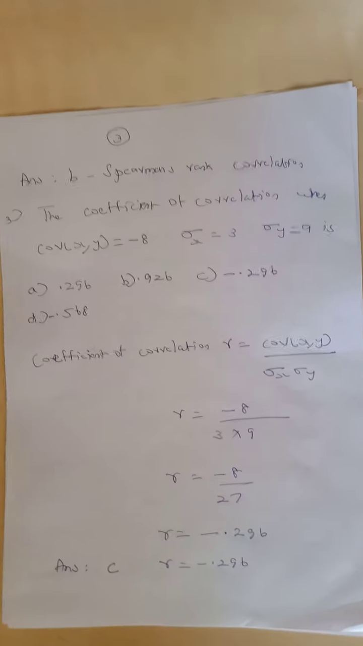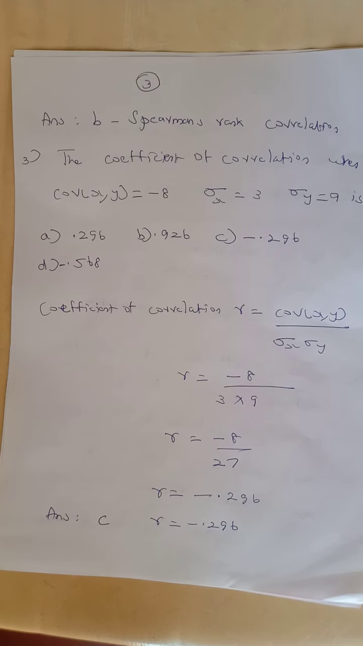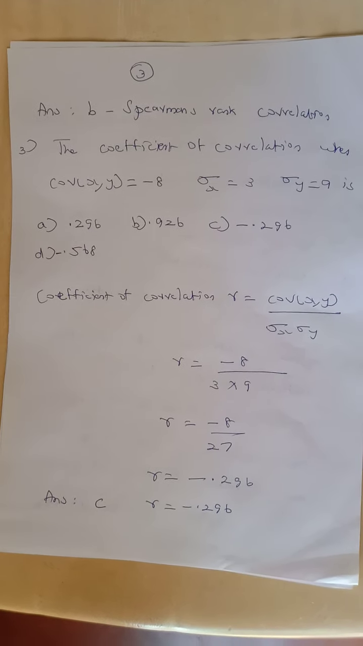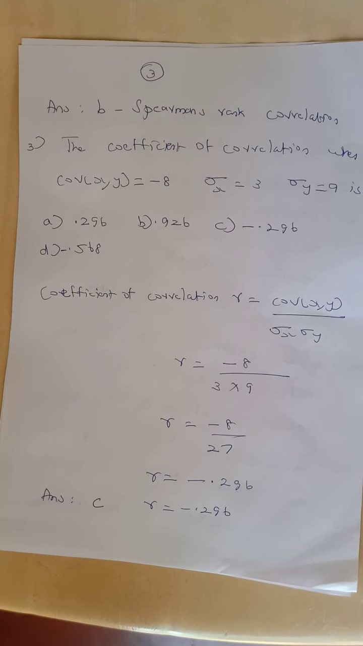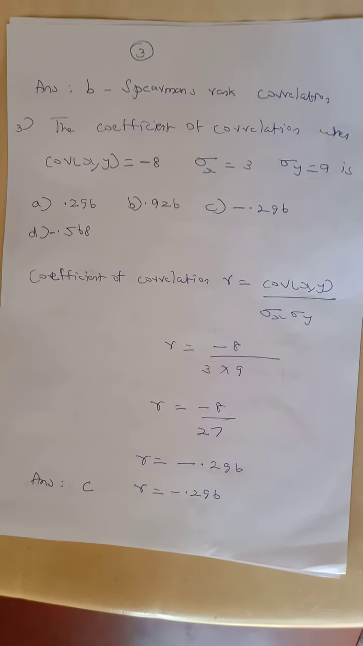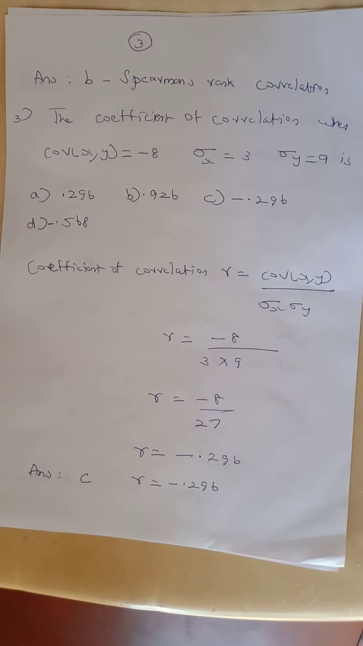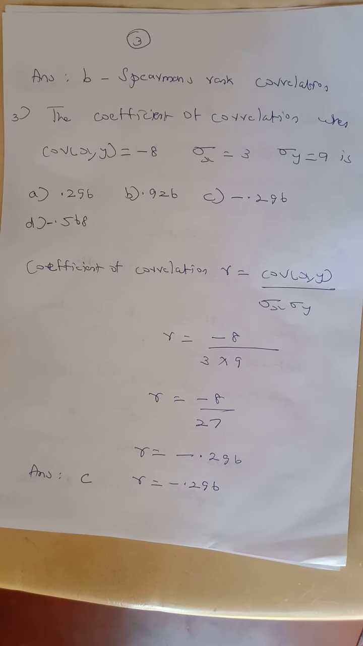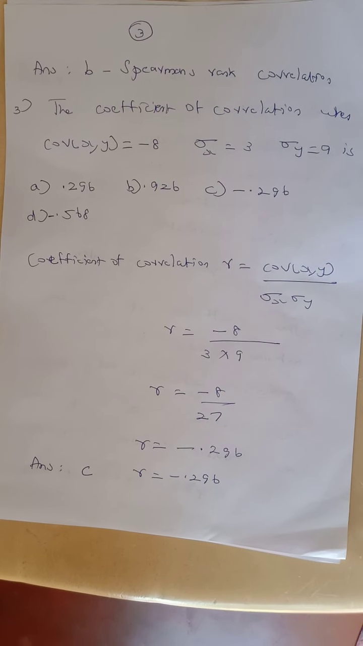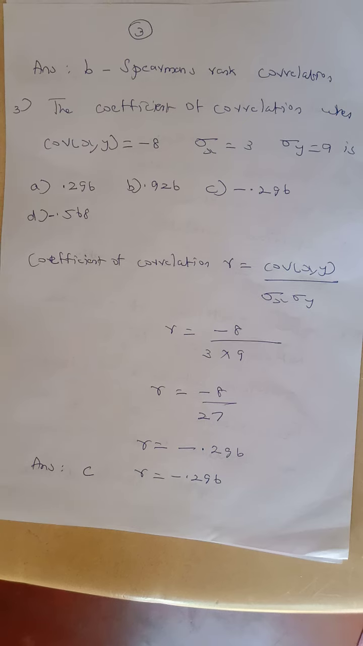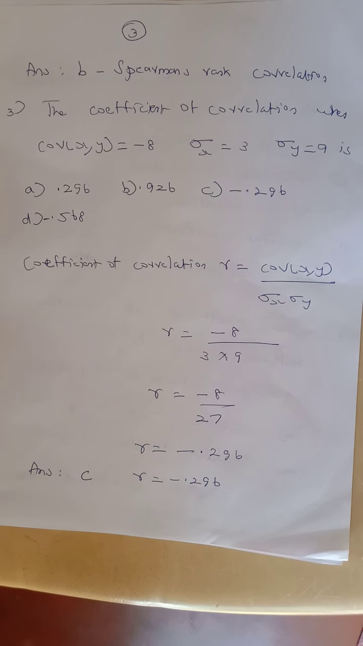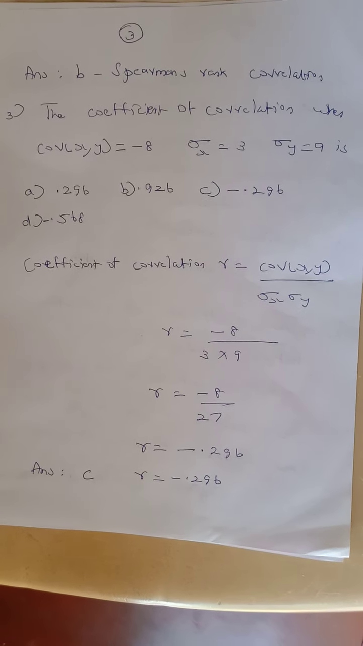Question number 3. The coefficient of correlation when covariance of x comma y is equal to minus 8, standard deviation of x, sigma x, is equal to 3 and sigma y is equal to 9 is: option A 0.296, option B 0.926, option C minus 0.296, option D minus 0.568.